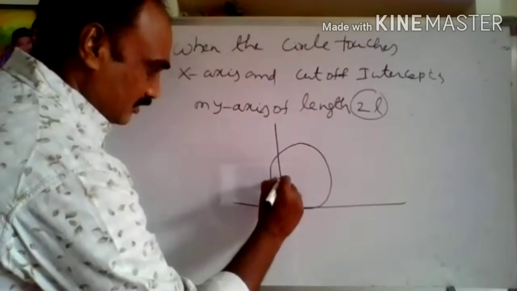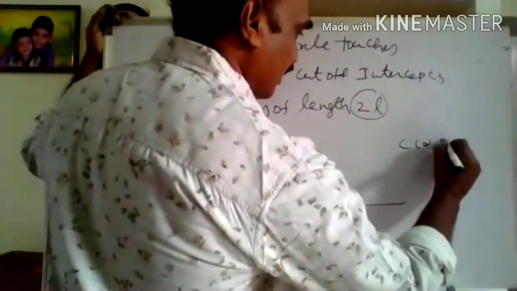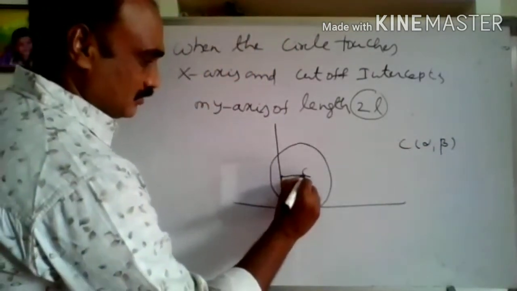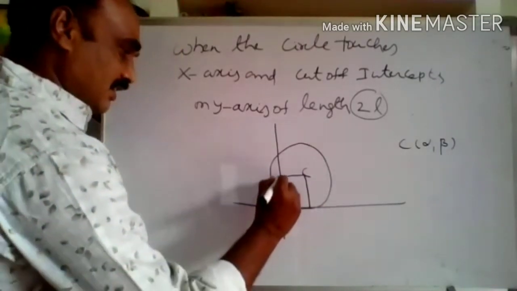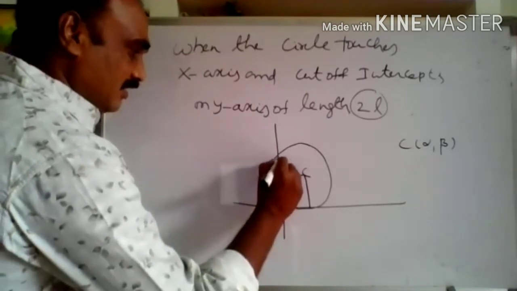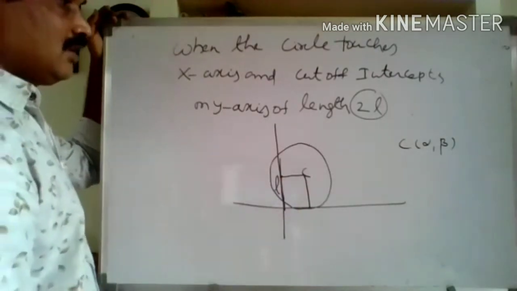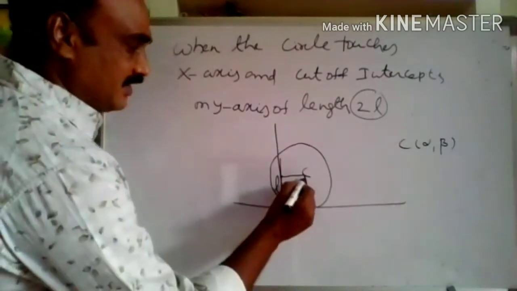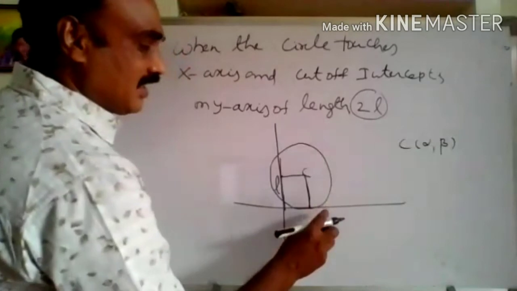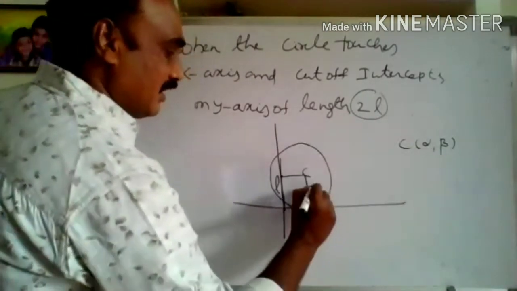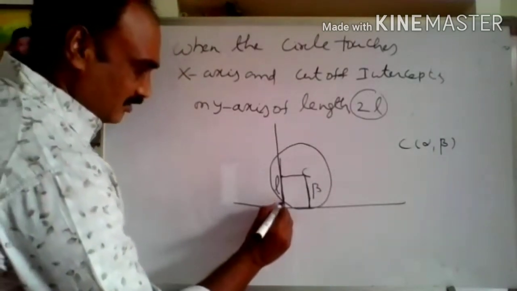This is L. Suppose the center is (alpha, beta). The total distance is 2L. This is L. Center (alpha, beta). What is the radius? This distance is equal to the radius. Since the circle touches the x-axis, the radius is equal to the y coordinate of the center. The radius is equal to beta. This distance is also the radius, beta.